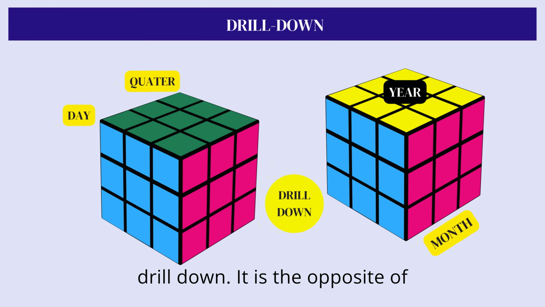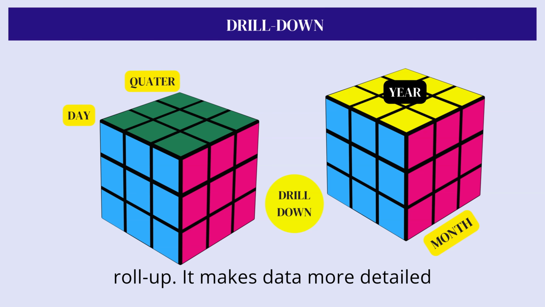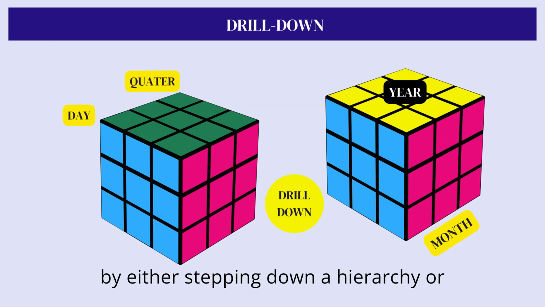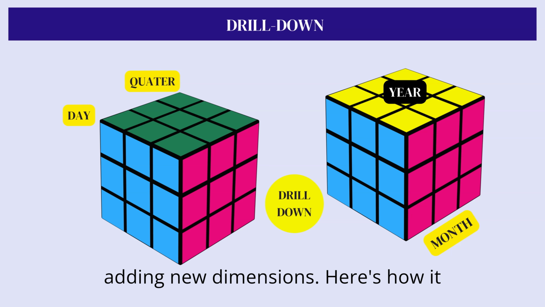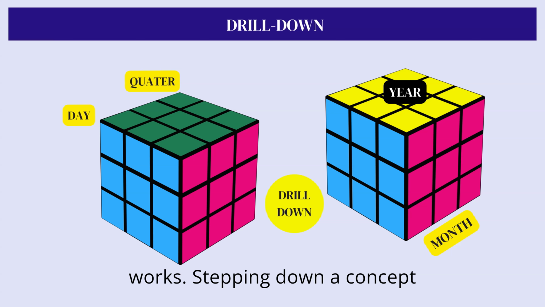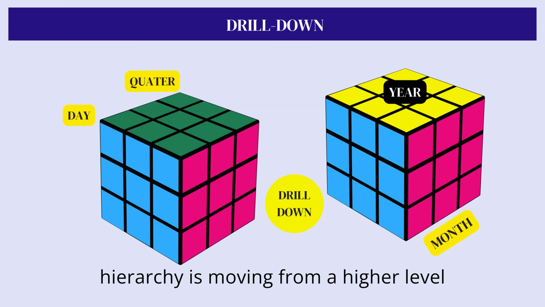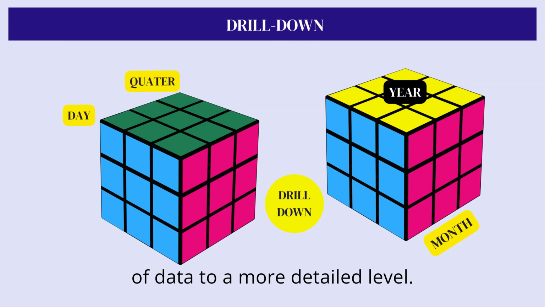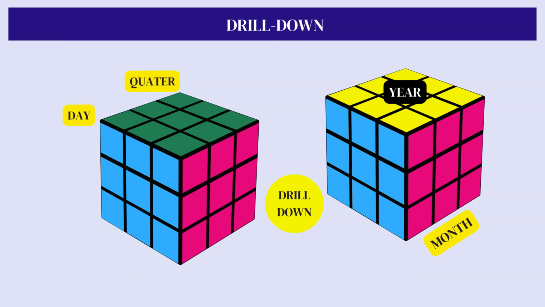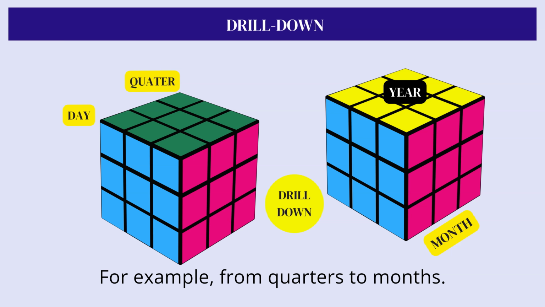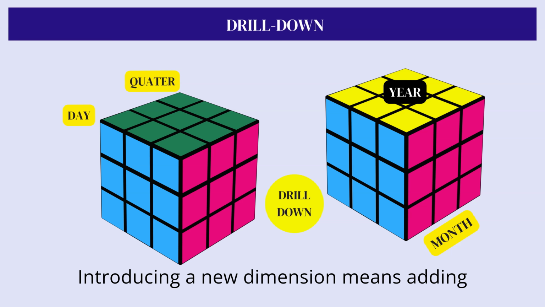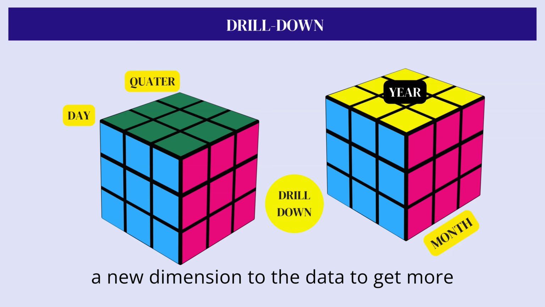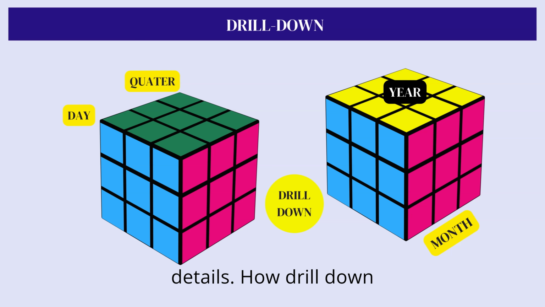Next is drill down. It is the opposite of roll up. It makes data more detailed by either stepping down a hierarchy or adding new dimensions. Here's how it works. Stepping down a concept hierarchy is moving from a higher level of data to a more detailed level. For example, from quarters to months. Introducing a new dimension means adding a new dimension to the data to get more details.